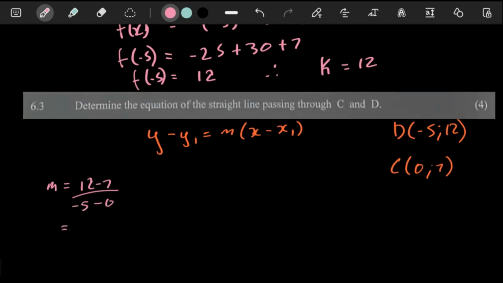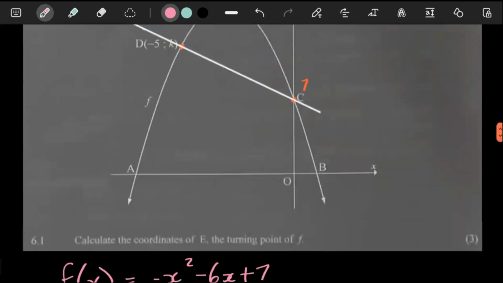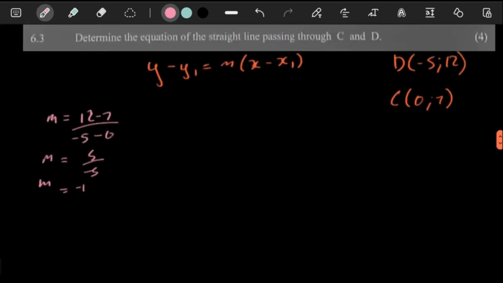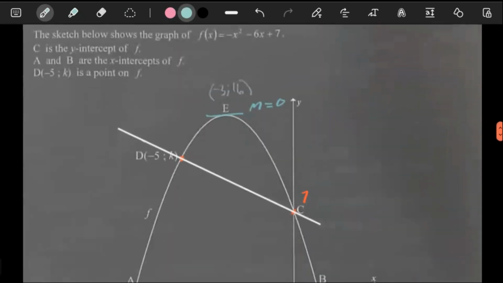Okay, very nice. What is 12 minus 7? It's a 5, man. -1. Nice. Which makes sense because this is like going down. So we have a gradient, so we just need a coordinate that the line passes through. Or we actually don't, because we have the y-intercept already. Remember, c is the y-intercept. So the y-intercept here is a 7.